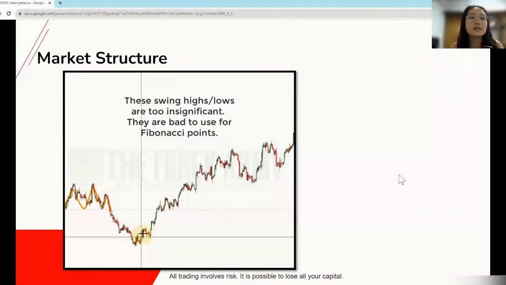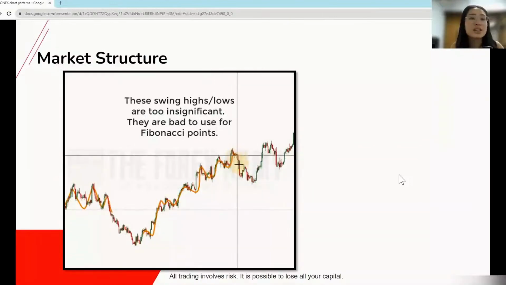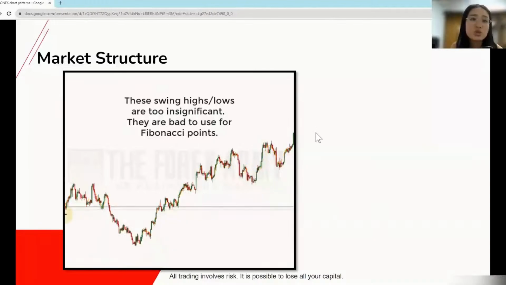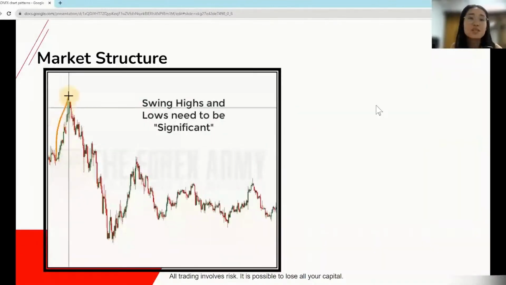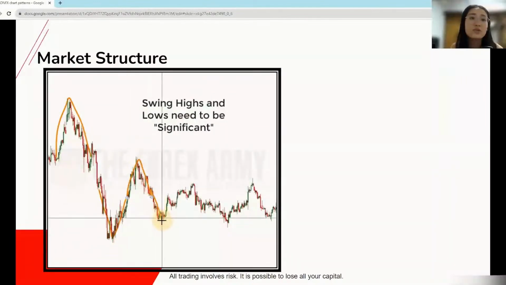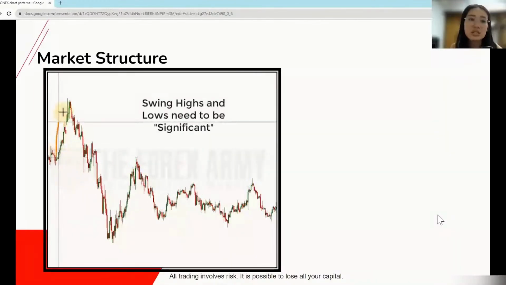As I mentioned earlier, market structure is really important. You want to make sure that your swing highs and lows are significant levels so that they're good points to use for Fibonacci. And this is the kind of structure that you want to look for when you are looking for Fibonacci levels, or even when you are doing your technical analysis.